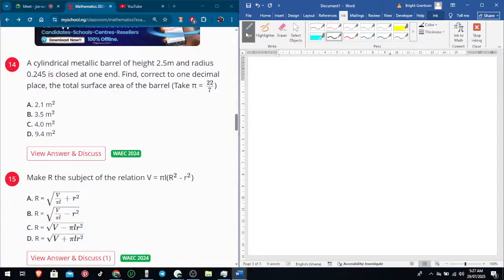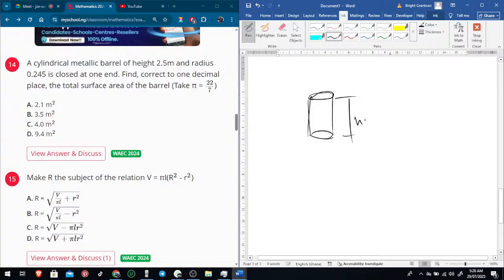So it says a cylindrical barrel of height 2.5 meters and a radius of 0.245. It's closed at one end, so maybe the bottom is closed. Find, correct to one decimal place, the total surface area of the cylinder.